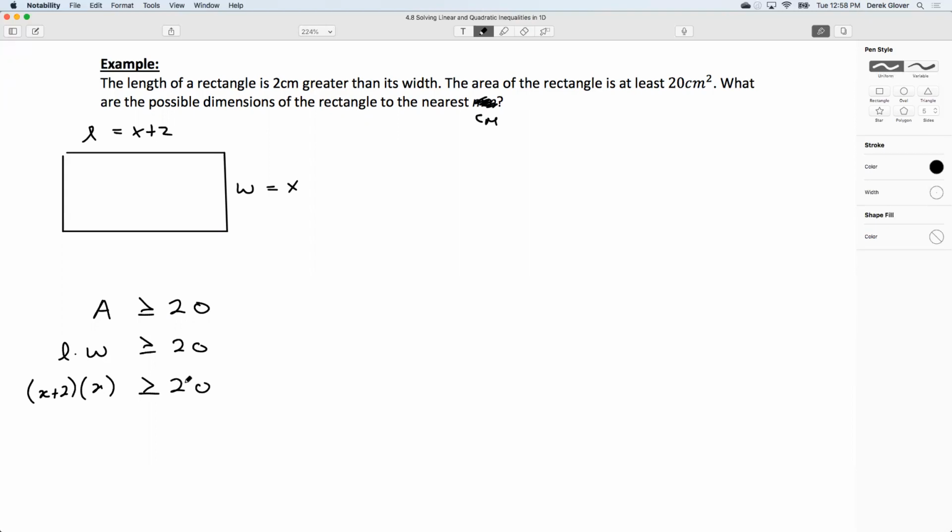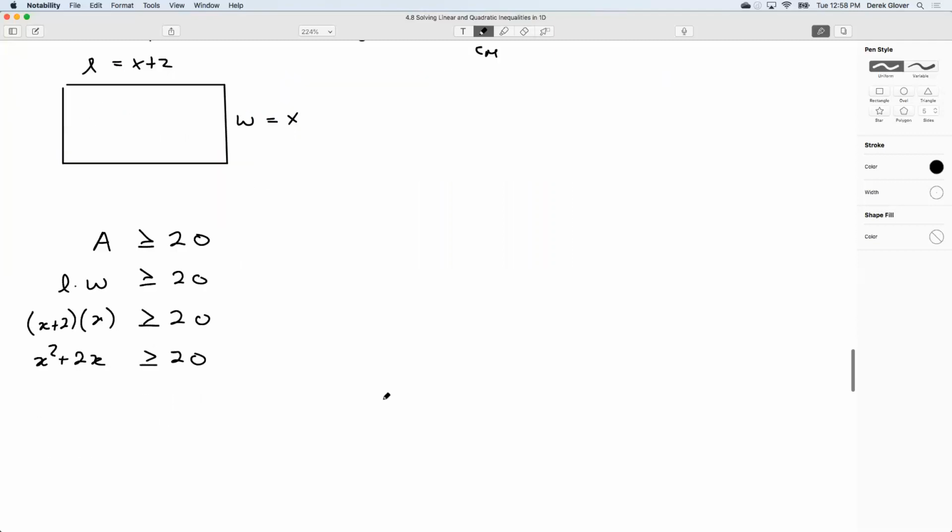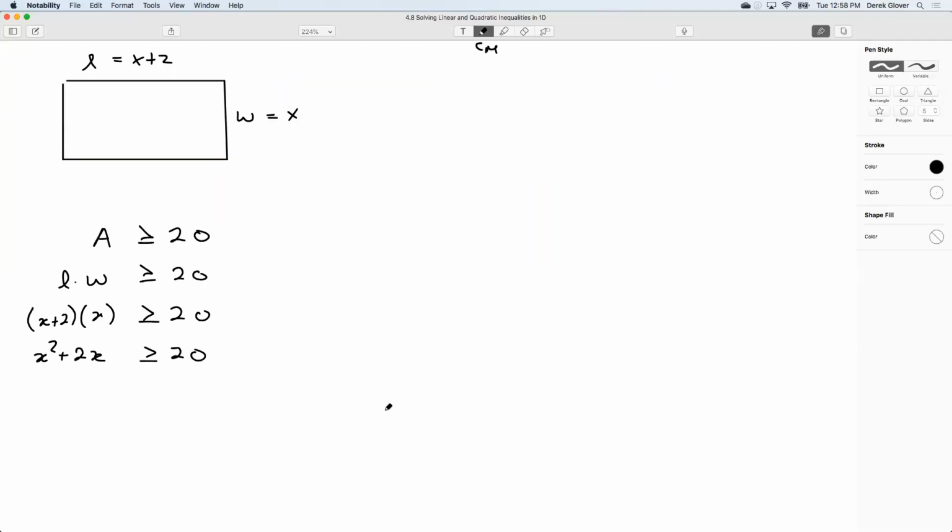Okay, we're almost done. We now have to multiply these brackets. So x plus 2 times x is x squared plus 2x. And that's greater than or equal to 20. And now we've got options. Do you want to graph it as 2 functions? Do you want to graph it as 1? I think at this point, people will find it a little bit less confusing if we just graph one function and find our x-intercept. So we'll do that. But you can do the 2-function technique if you want.